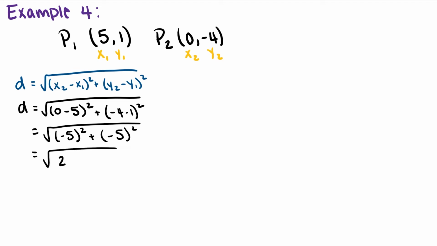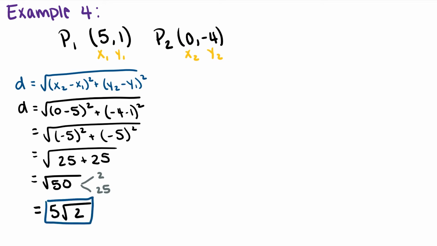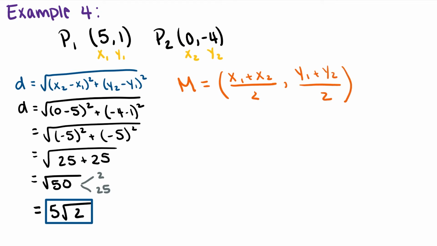This is the square root of 25 plus 25, or the square root of 50, and the square root of 50 is equal to 2 times 25, and 25 is a perfect square, so that means that our distance can be simplified to 5 square root 2. Let's find the midpoint. So our midpoint formula, x1 plus x2 over 2, y1 plus y2 over 2, we'll plug in our values and find that our midpoint is 5 halves, -3 halves.